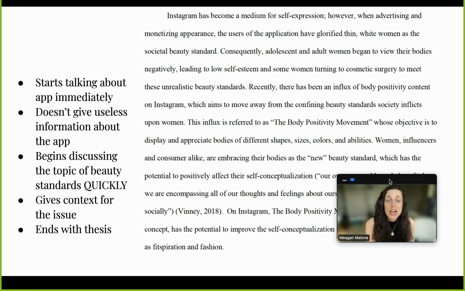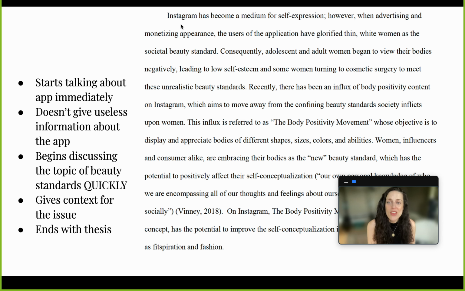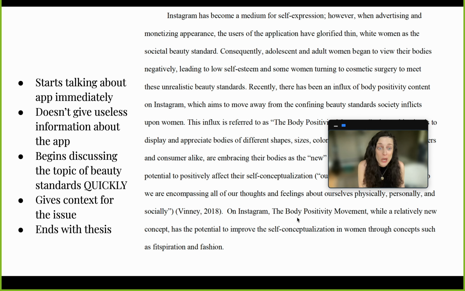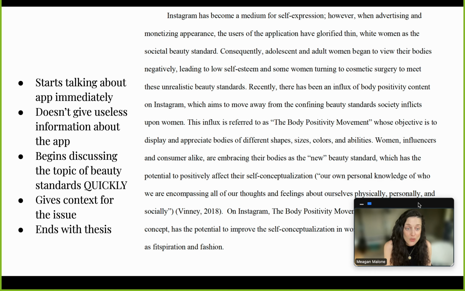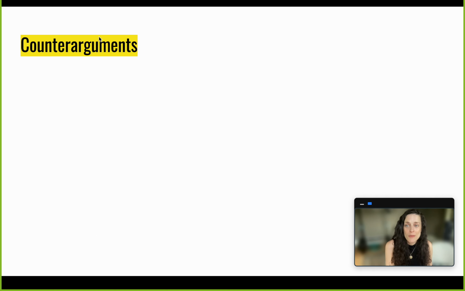So here's what I like about this. It starts talking about the app that she's going to be writing about immediately. But it doesn't give us useless information. A lot of students want to say it's been around since 2000 and whatever, it has this many users. That's not really relevant to the thesis statement that she's writing about, which is this idea of the body positivity movement. She begins discussing the topic of her paper very quickly. So she begins right here talking about this beauty standard, and then she ends with her thesis. So these are elements that I really like about this, and you are welcome to return to this again in the slides or this video to take more of a look at it.